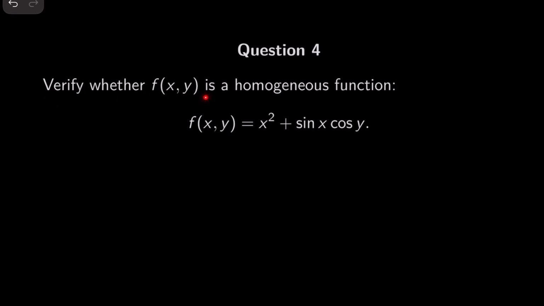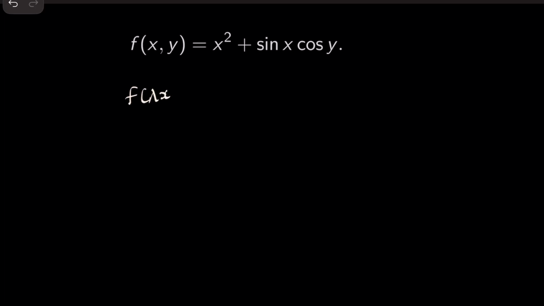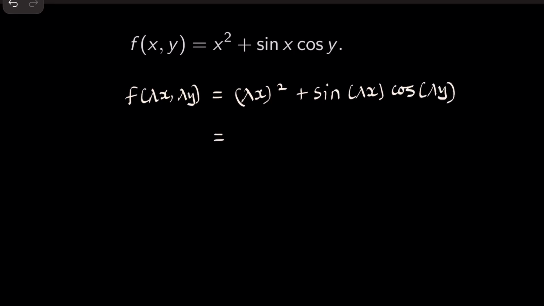With our fourth question, we have to verify whether f of x y is a homogeneous function, and f of x y is defined to be x squared plus sine of x times cosine of y. We compute f of lambda x, lambda y, and so we have lambda x all squared plus sine of lambda x times cosine of lambda y. This gives us lambda squared x squared plus sine of lambda x times cosine of lambda y.